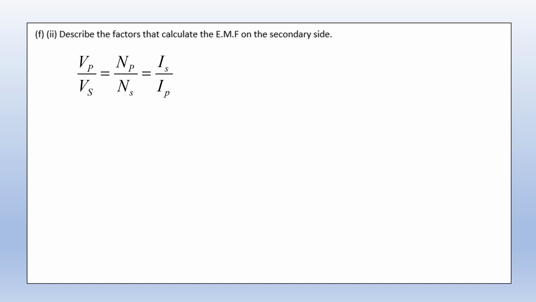But as I said, the opposite thing happens with current. So if you step up the voltage, you step down the current to make sure power is the same going in as it is coming out. So that's in the opposite ratio there. And that concludes this video on electric and magnetic fields.